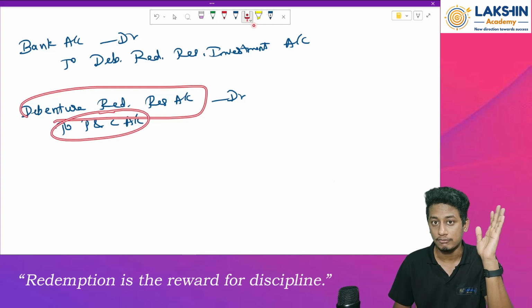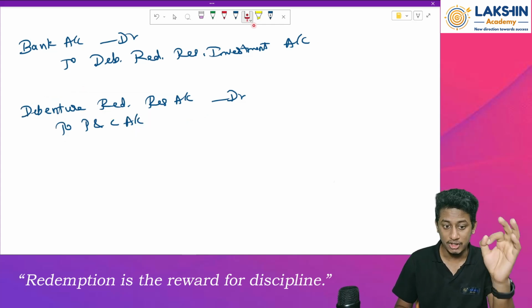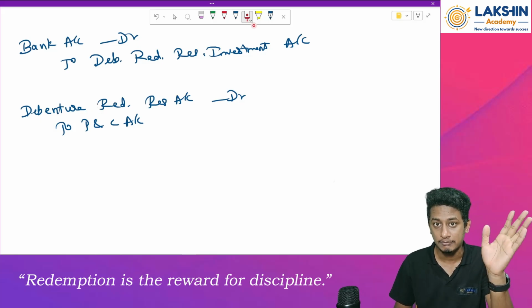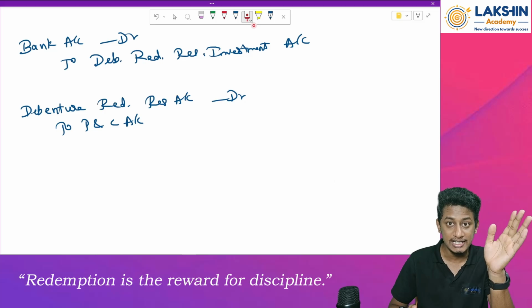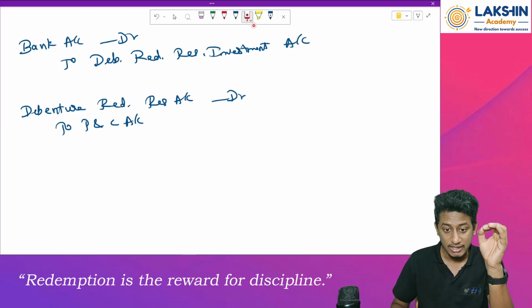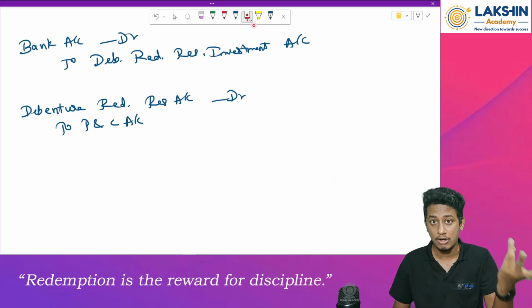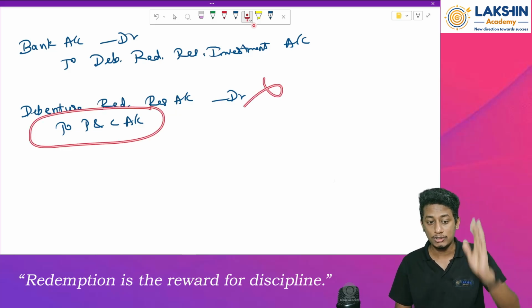Clear? Why am I doing this? Because the purpose for which it was created is no more relevant. Why? Because I am redeeming the debentures. I am taking back the debentures and cancelling them out, right? So because of that, whatever reserves I have created, against that there is no debenture now. So I will cancel this out by transferring whatever the value is there to the P&L account.